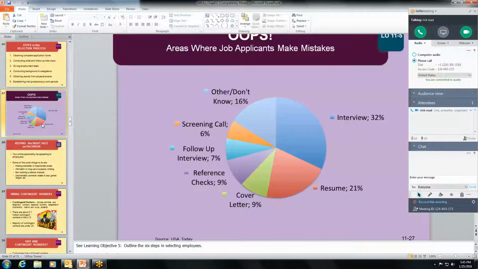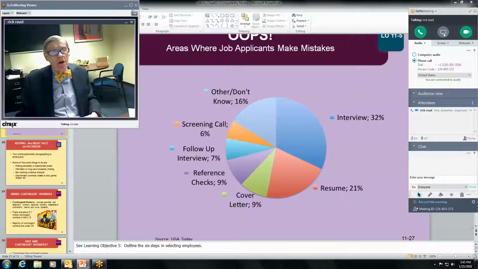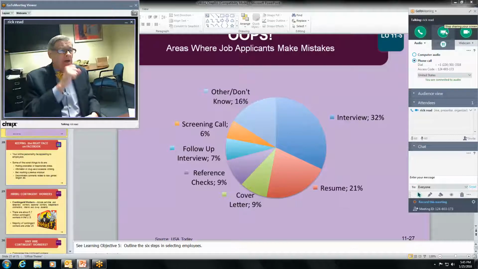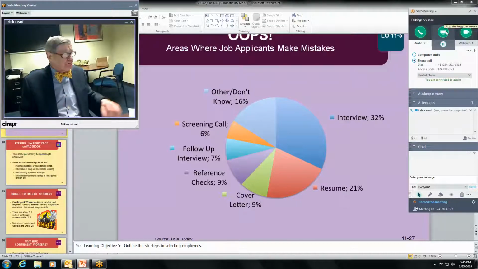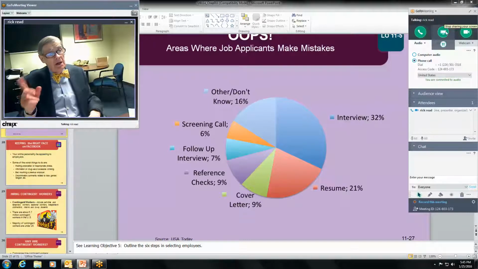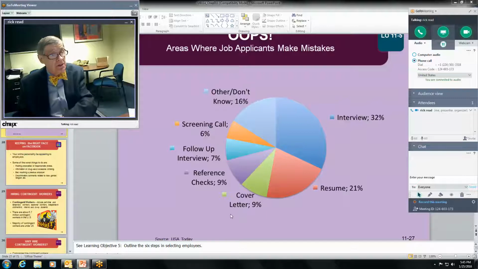This is just a gee whiz slide. Areas where job applicants made mistakes. You have to be very careful about resumes because there are a lot of mistakes made on the resume. Some intentional, a lot unintentional.